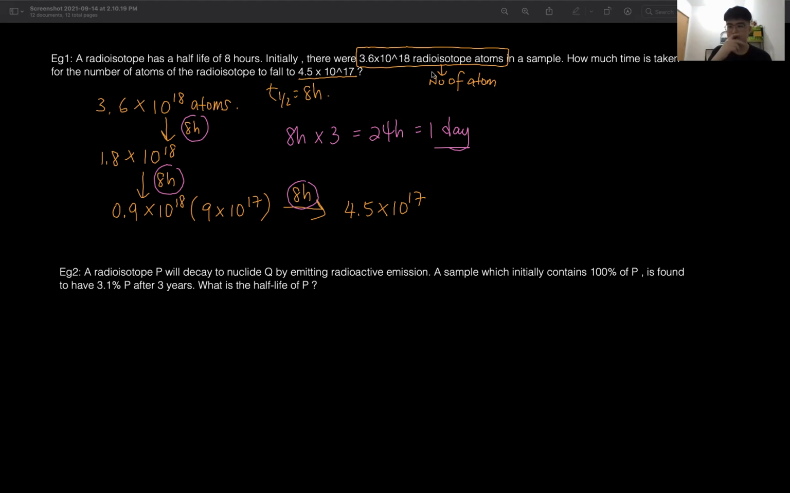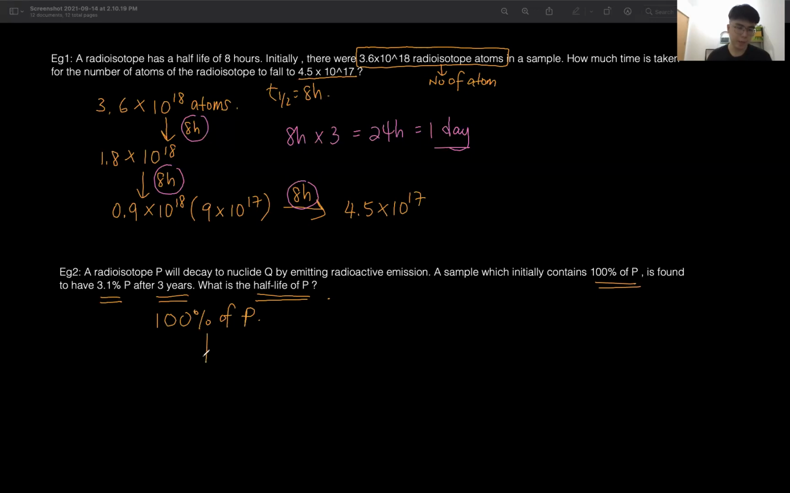Example 2. A radioisotope P will decay to nuclide Q by emitting radioactive emission. A sample which initially contained 100% is found to have 3.1% after 3 years. What is the half-life? We start at 100% of P.